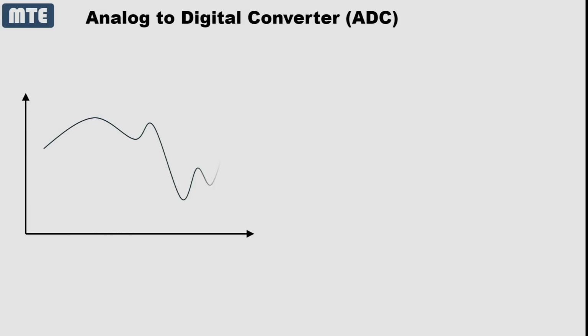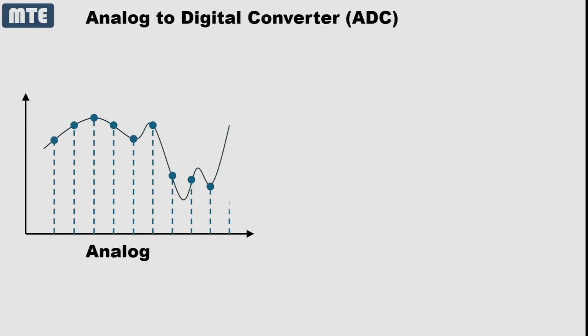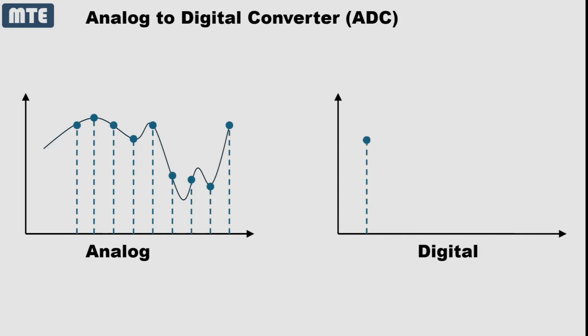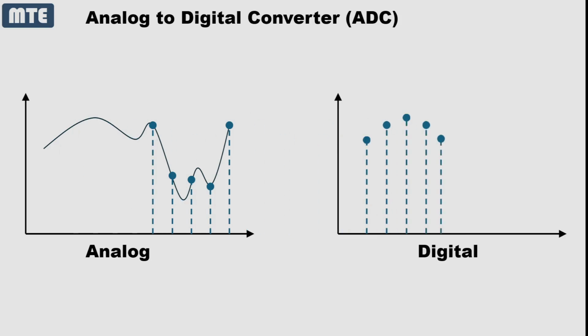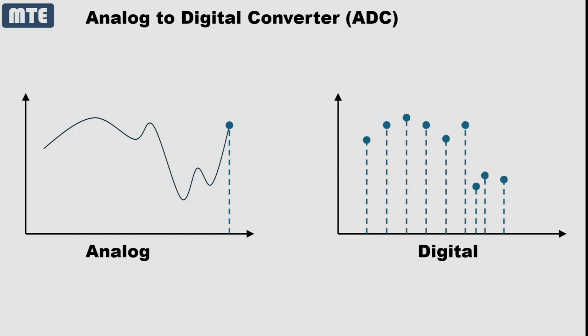Analog to digital converters, ADCs, are the key players here. An ADC samples an analog input signal at specific intervals and converts it into a digital value. This process allows digital processors to understand and work with continuous, real-world signals.